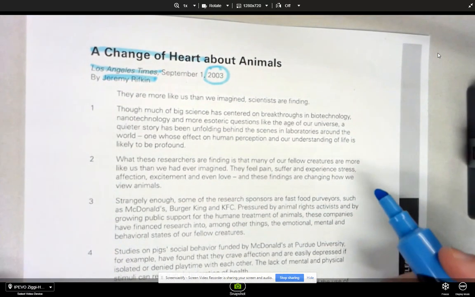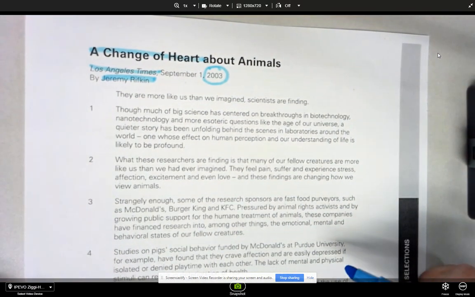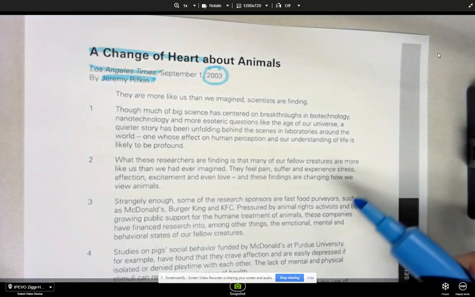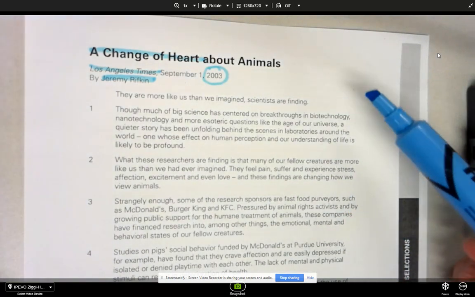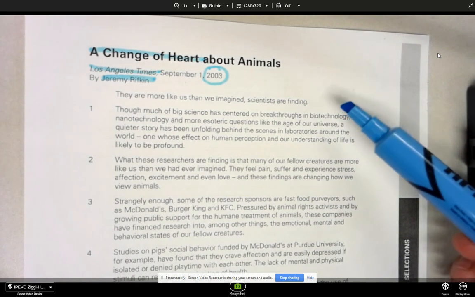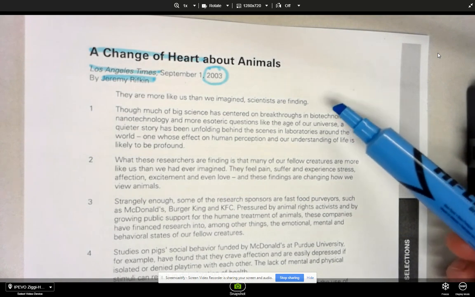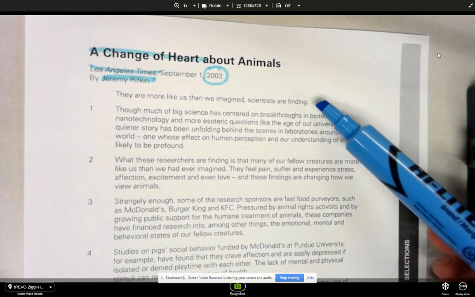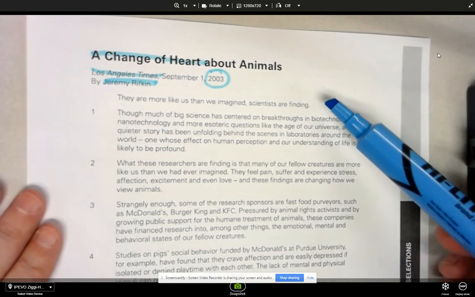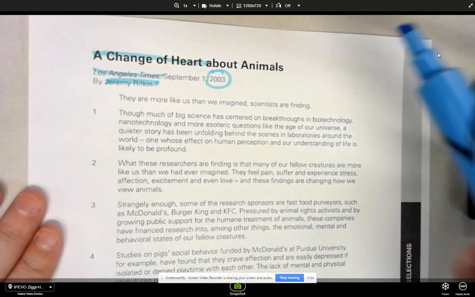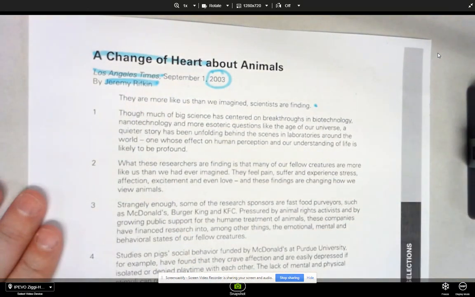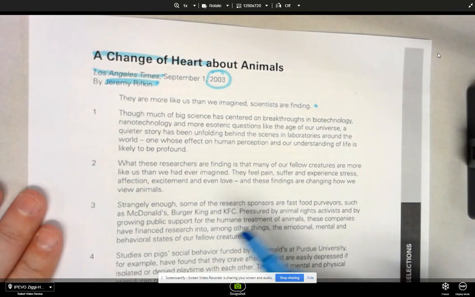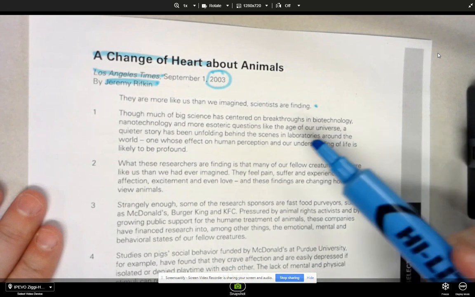The first thing I want to do in the first read is figure out where the major claim is. So we're going to take a look. "They are more like us than we imagine, scientists are finding." This is way too general to be a major claim. I'm going to need more information. And plus, since it's not numbered, I think this is a subtitle. So this gives a clue as to what the whole claim is about.